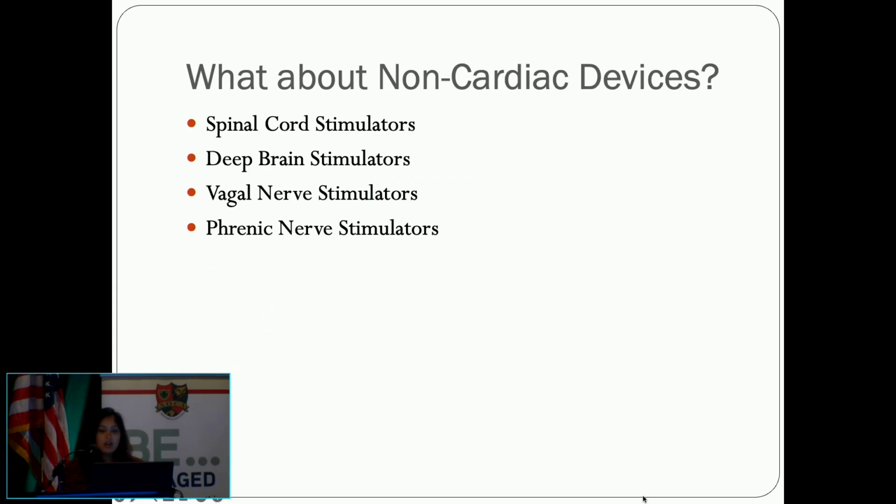So what about non-cardiac devices? We're encountering patients with these devices with increasing frequency. These are known as neurologic stimulators and include, but are not limited to, spinal cord stimulators, deep brain stimulators, vagal nerve stimulators, and phrenic nerve stimulators.